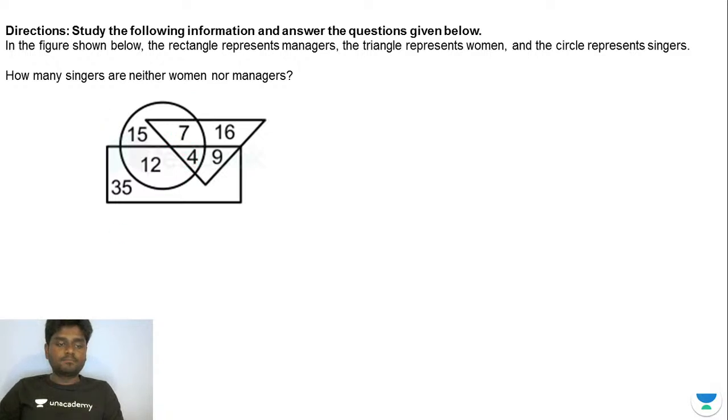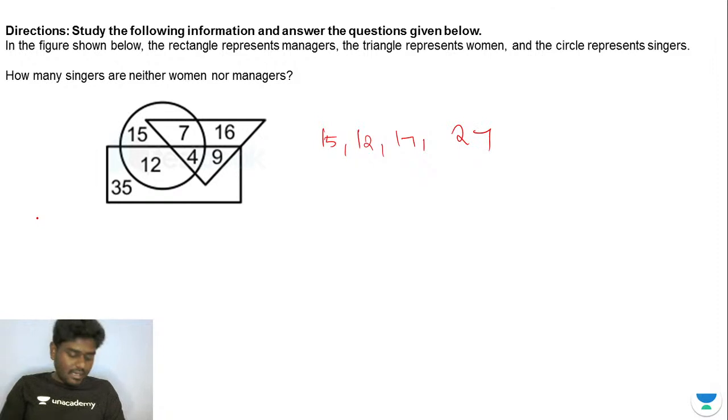Come on, next question. Let me give you the options. The options are 15, 12, 17, and 27. You have these many options here, and get me the right option out of it. That is, you are asked to find how many singers are neither women nor managers. So we need to find how many singers, they should not be women and they should not be managers. They need to be only singers. Okay.